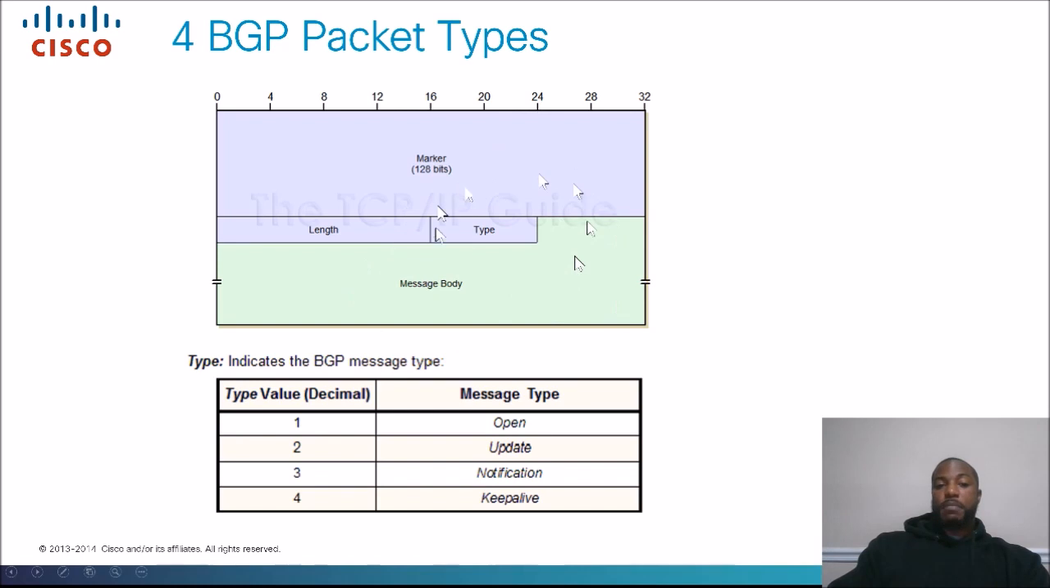So this is a BGP header, right? All we really need to pay attention to for this point as far as BGP packet types is the type field right here. This type field is either going to be a 1, 2, 3, or 4. Those 4 messages are open, update, notification, and keepalive, right? Again, this decimal 1 through 4 will be in this type field right here.